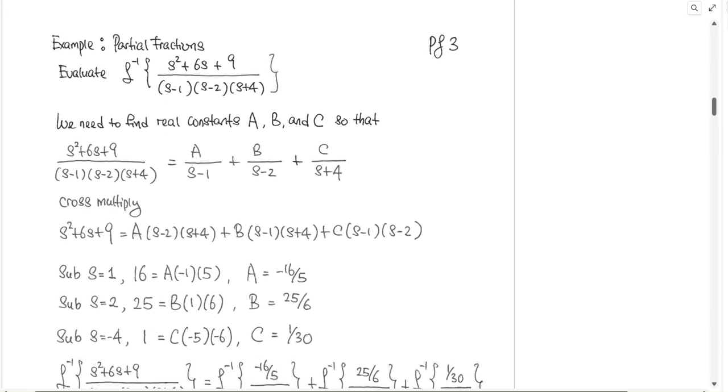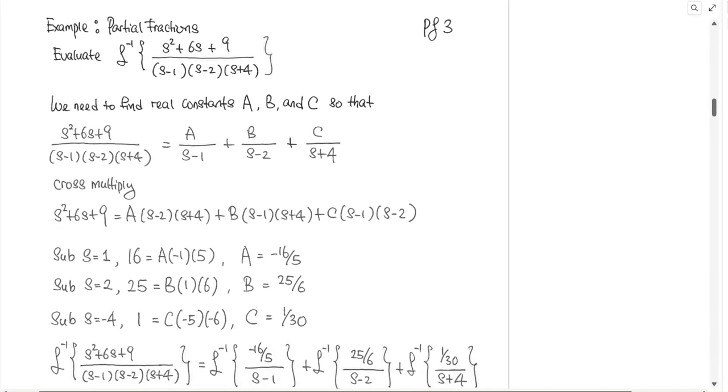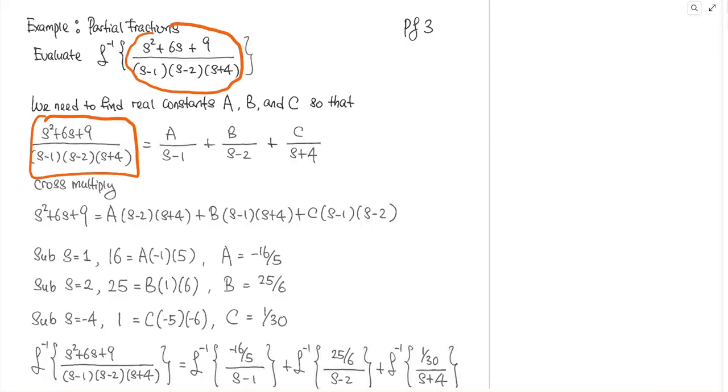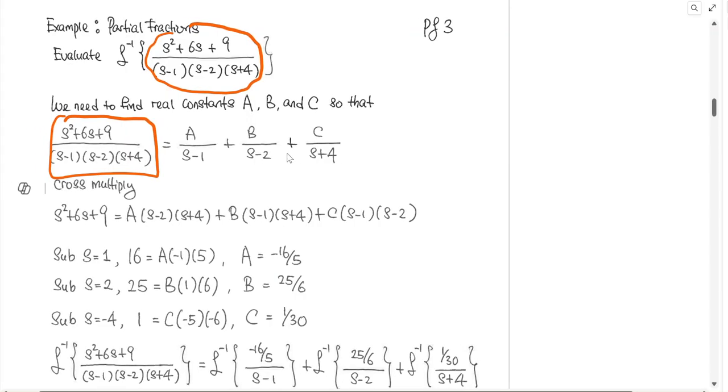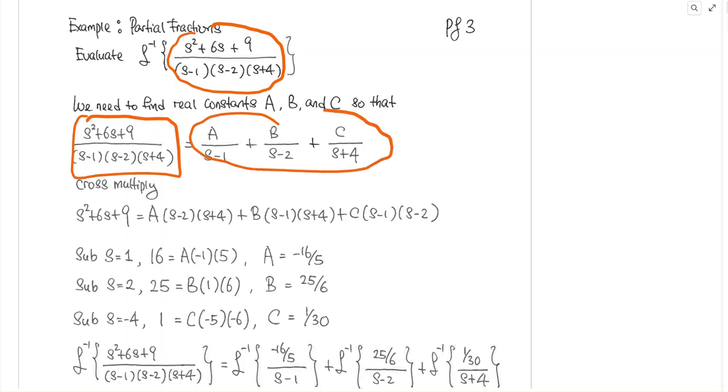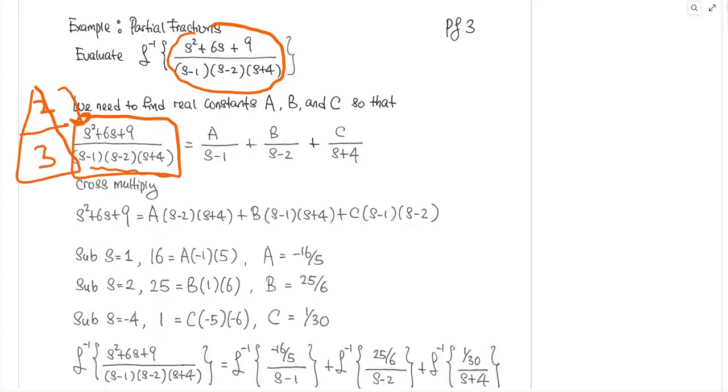So let's take a look at another example. In this example, we are looking at how to inverse transform an expression that looks like this. First thing you do is you look at the degree. That will tell you whether the following step is legit or not. Degree 2 polynomial on the top. If you multiply all this out, the bottom is a degree 3 polynomial, because you have s cubed if you multiply everything out.